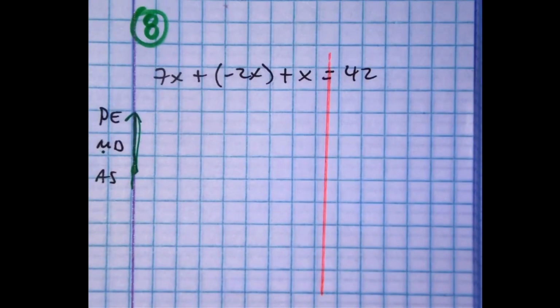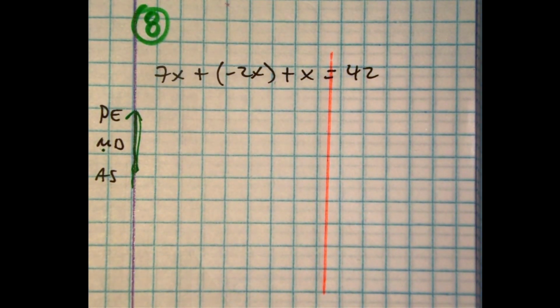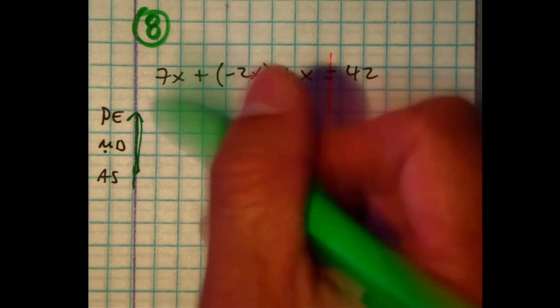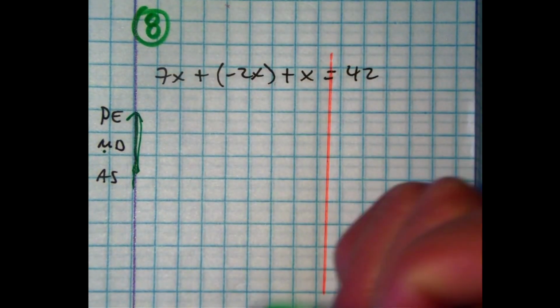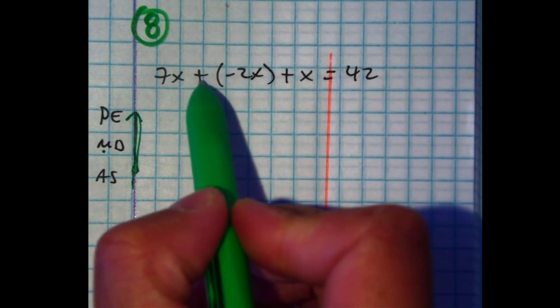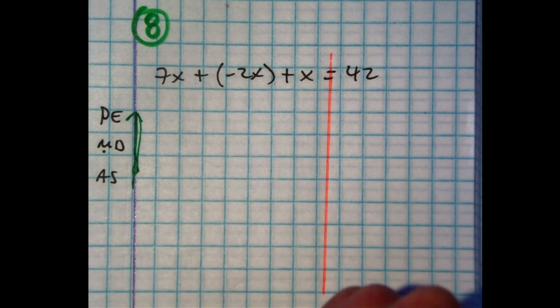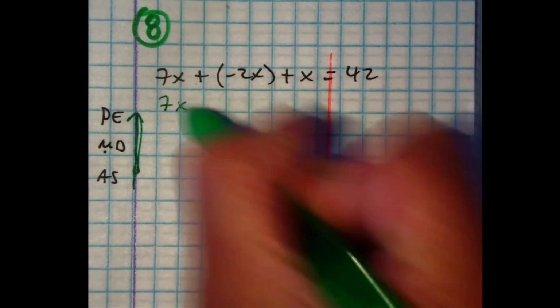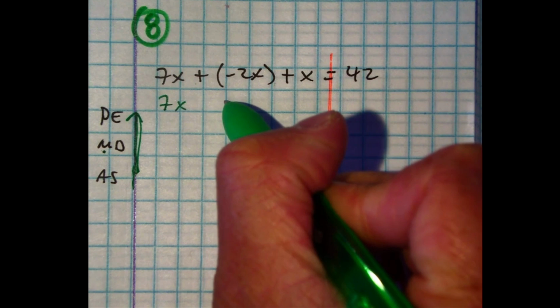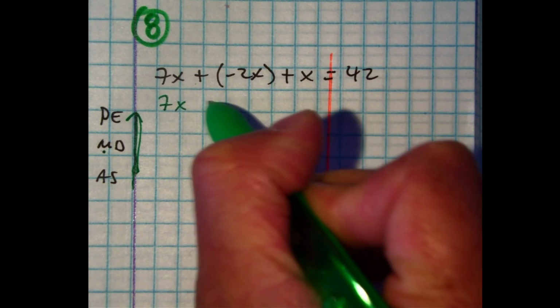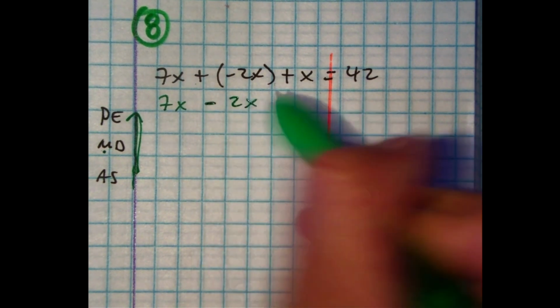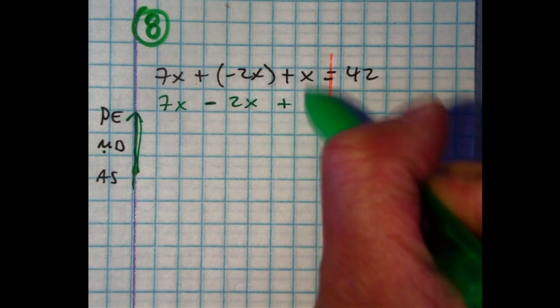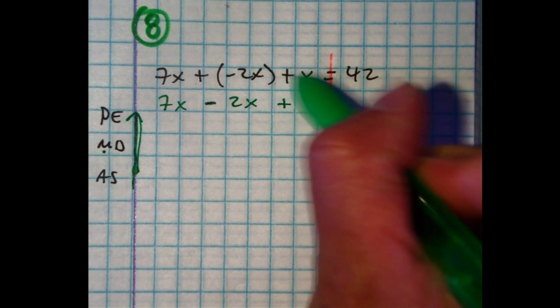All right. Uh-oh, boys. Let's rewrite this. How can you rewrite that, boys? Because we usually don't write plus parentheses in a math operation, right? How would you write that? 7x minus 2x plus, what's the number right here, boys? 1.